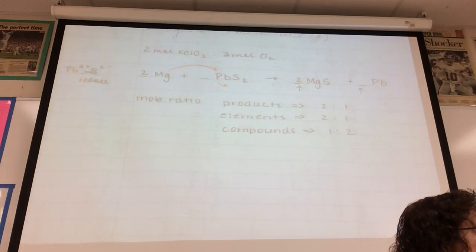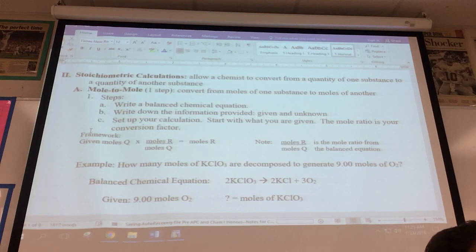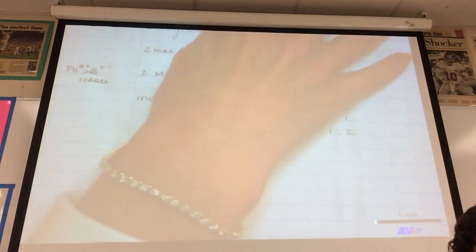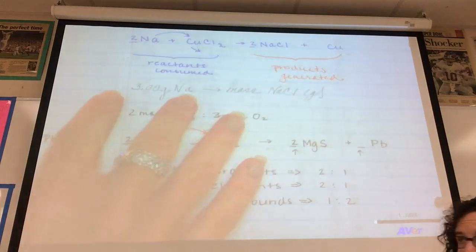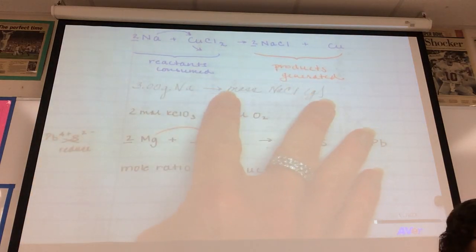Okay. What we really want to delve into for the whole first half of this chapter are stoichiometric calculations. This is going to allow a chemist to convert from a quantity of one substance to a quantity of another, as I illustrated in the initial setup here, where you will be given an amount of one substance and asked for an amount of a second substance.